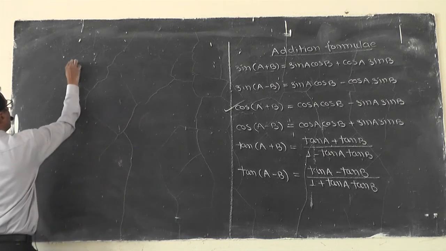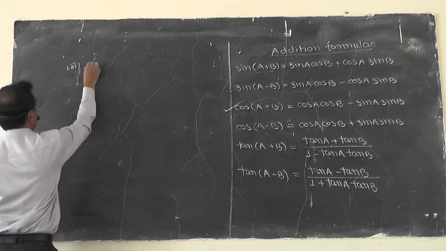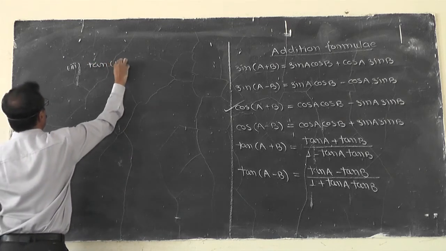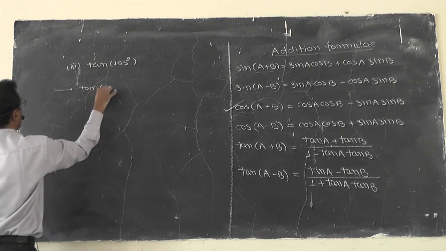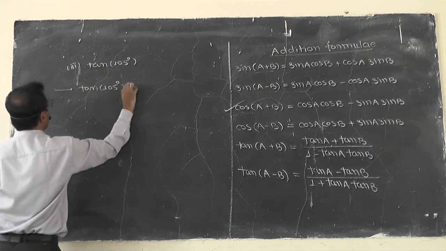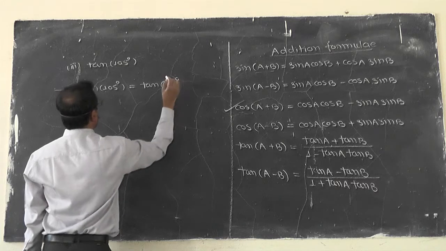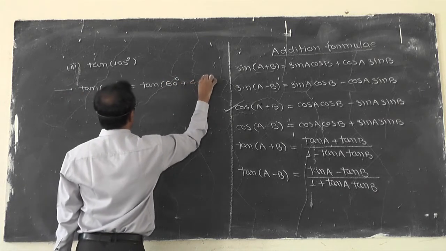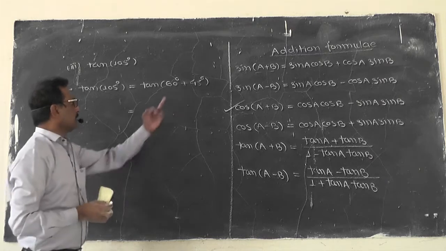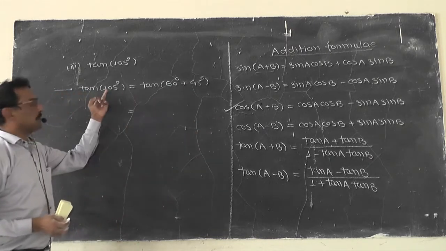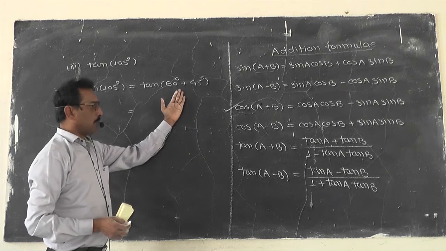From your exercise, I think there is a third question. It is tan of 105 degree. Can I split tan of 105 degree as tan of 60 degree plus 45 degree? I think this solution is correct. 60 degree plus 45 degree, addition is 105 degree. So 60 plus 45, this formula is applicable here.